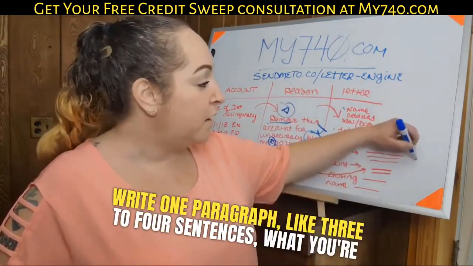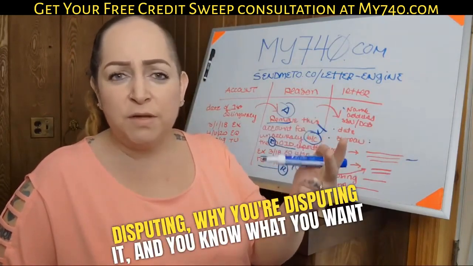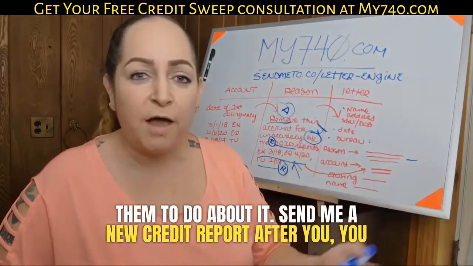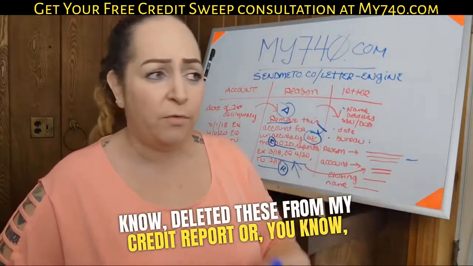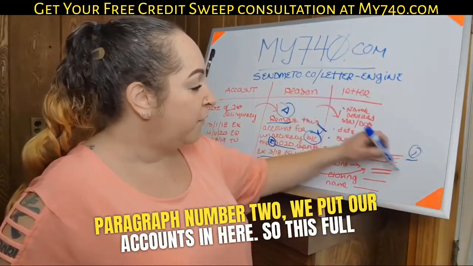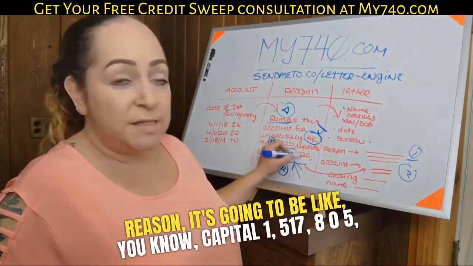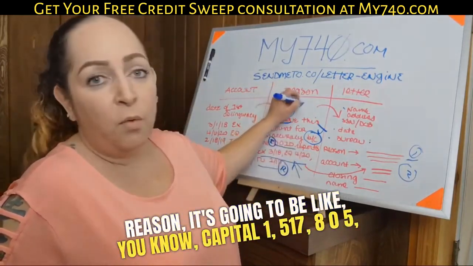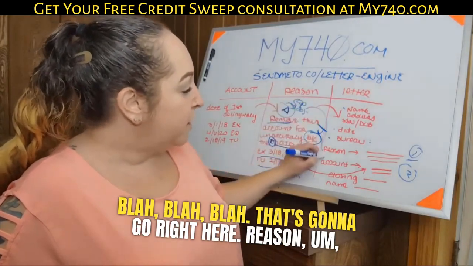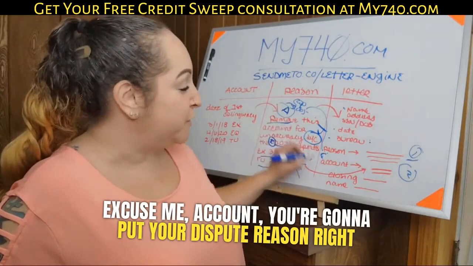So write one paragraph, like 3 to 4 sentences: what you're disputing, why you're disputing it, and what you want them to do about it. Send me a new credit report after you've deleted these from my credit report, or whatever. So that's number 1. We have a paragraph. Number 2, we put our accounts in here. So this full reason, it's going to be like Capital One, 1517805, and so on. That's going to go right here. Reason. Account. You're going to put your dispute reason right there.